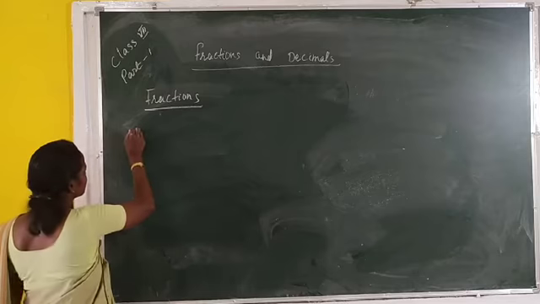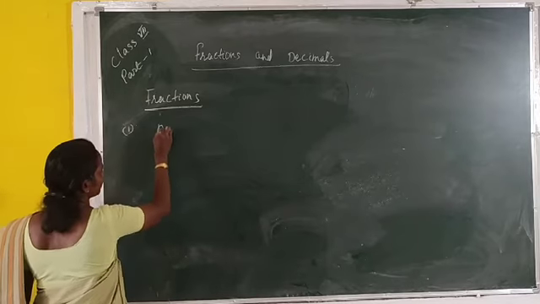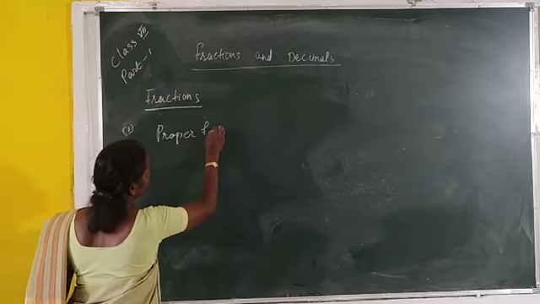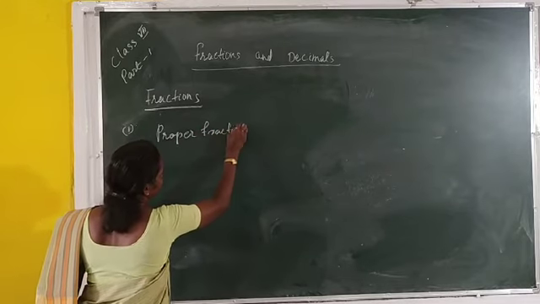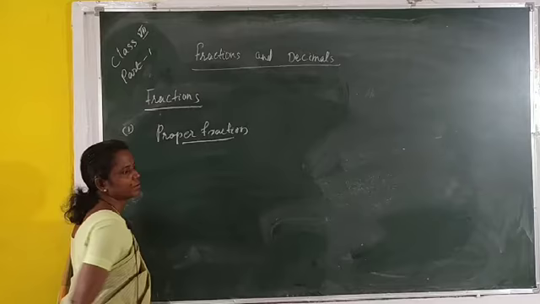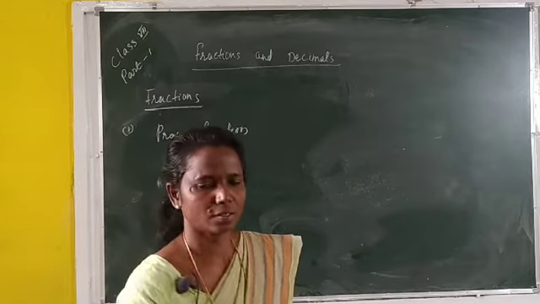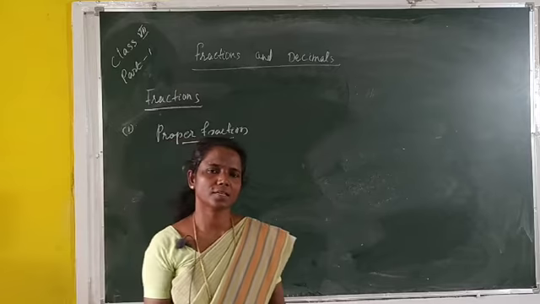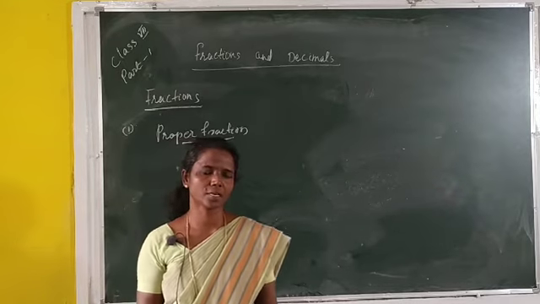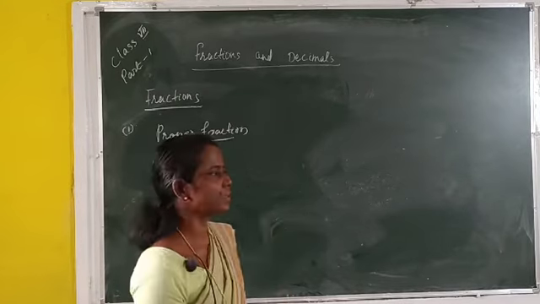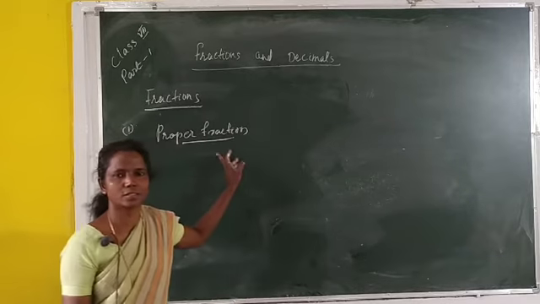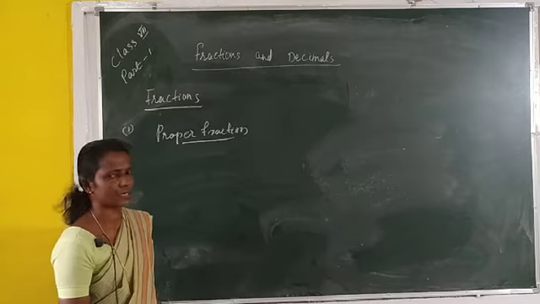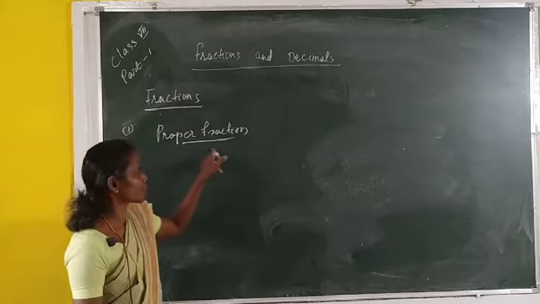The next topic, types of fractions. First, proper fraction. What is a proper fraction? A fraction whose numerator is less than its denominator is called a proper fraction. A fraction's numerator is always less than its denominator. That type of fraction is called a proper fraction.